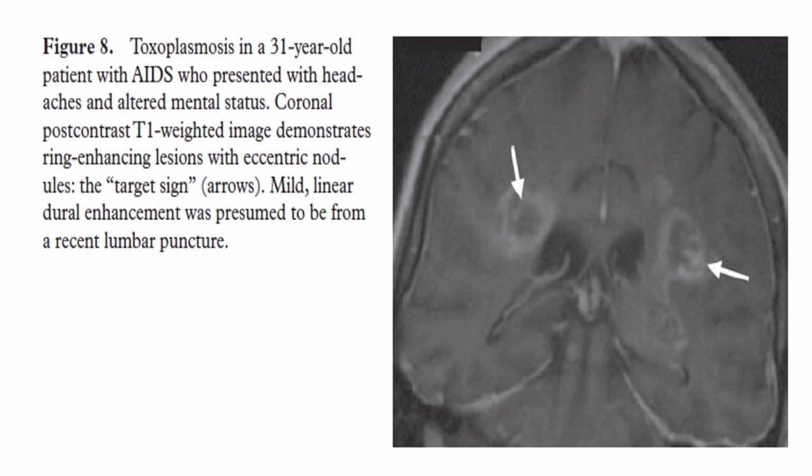Here we can see toxoplasmosis in a 31-year-old patient with AIDS who presented with headache and altered mental status. Coronal post-contrast T1 weighted image demonstrates a ring-enhancing lesion with an eccentric nodule, the target sign. Mild linear dural enhancement was presumed to be from the recent lumbar puncture.